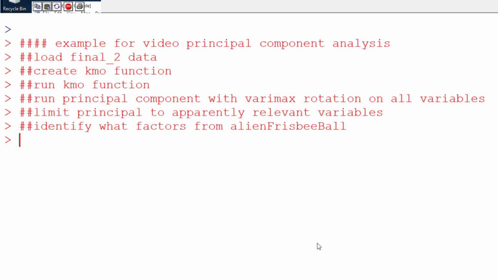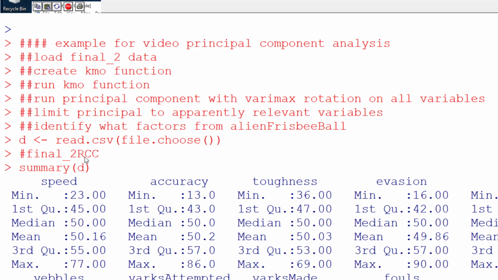After we've done that, we'll run a few principal component analyses to figure out how many variables we want to deal with. Then we'll limit our analysis to that number of variables, and then we'll go through and identify which variables seem to matter. So step 1, load some data. In case you're curious, I'm using final_2 RCC. Now that we've done that, generally speaking, it's a good idea to run a summary on data pretty much whenever you open it.